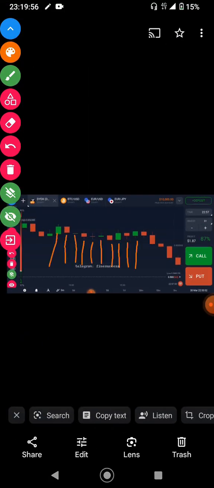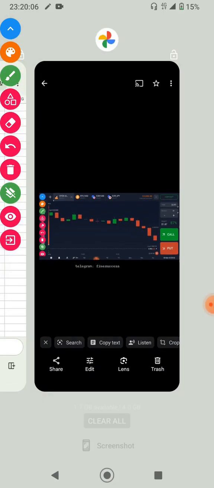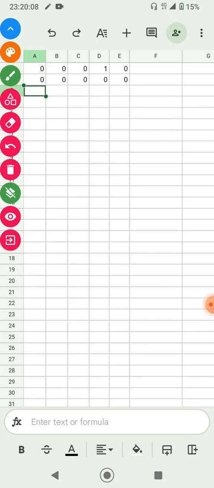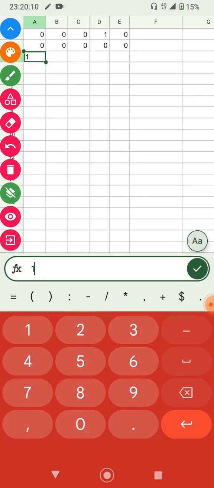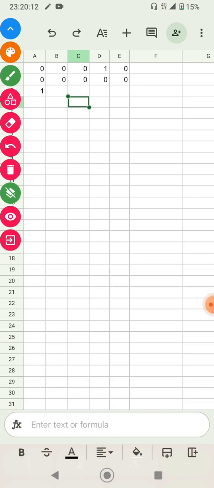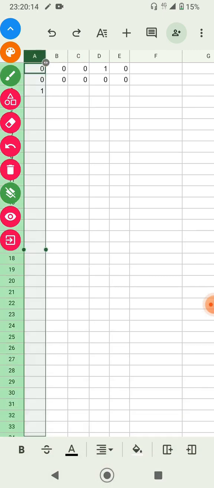See how that went. Our reference candle is this red candle. So we are going for put on the next candle. The next candle was red, so that's a win. So now we light 1, and we can see that we have now cleared the loss on column A. The loss on column A has cleared.